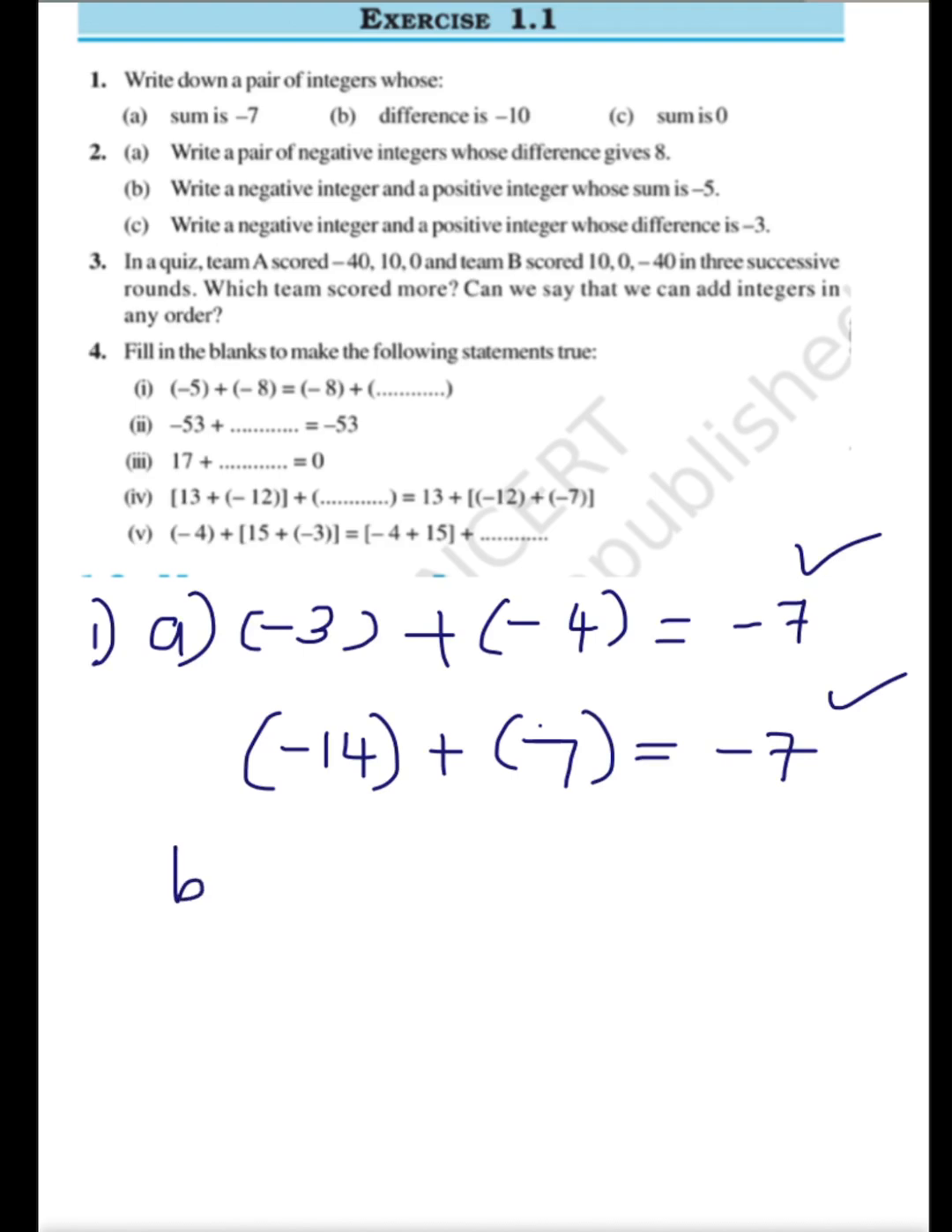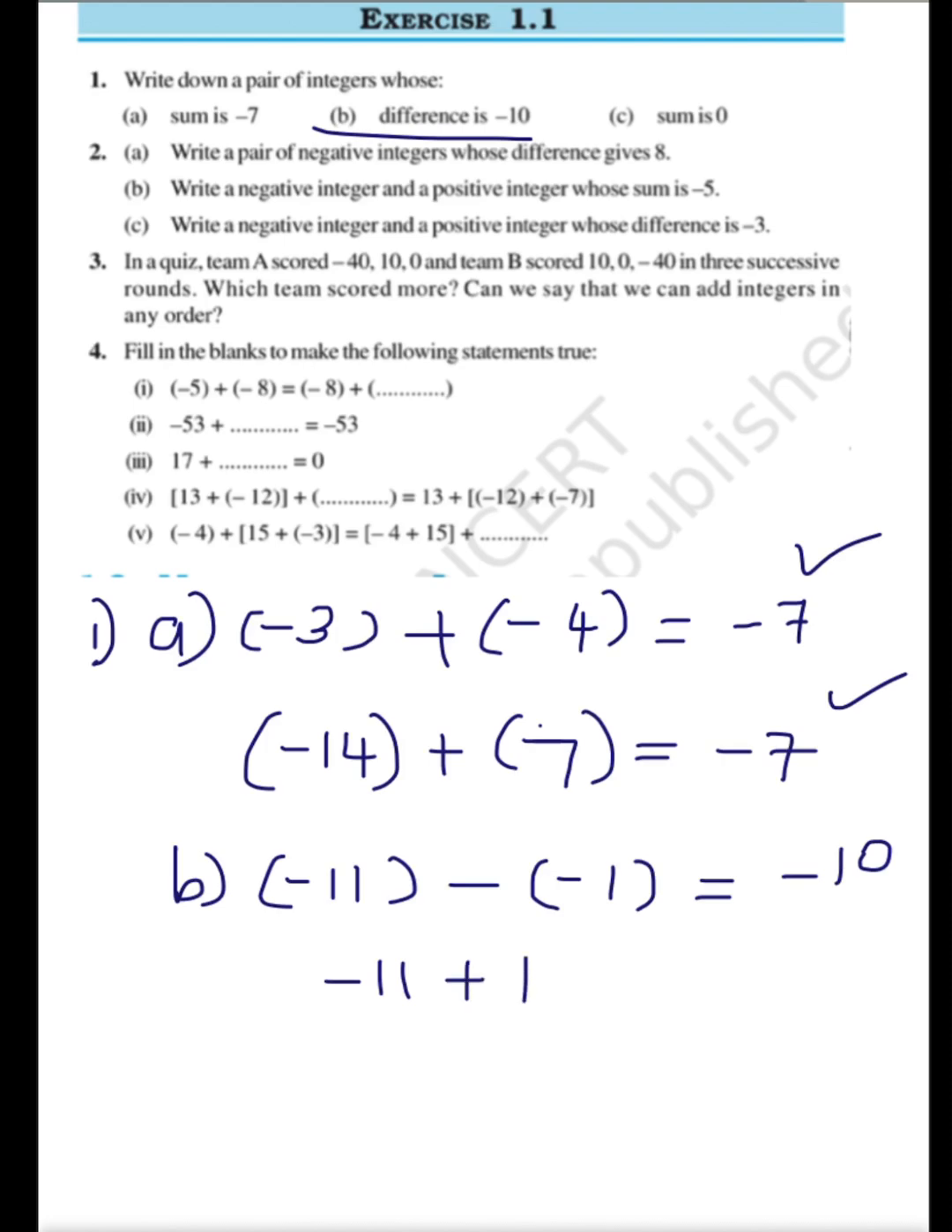Now let's see B. What is B? Difference is minus 10. We have to write a pair of integers whose difference is equal to minus 10. In the answer you should get minus 10 and here you are going to do subtraction. Here you can take, for example, minus 11 minus 1. Suppose I am taking this, then you will get answer as minus 10. How? Minus 11 minus 1 means minus 11 plus additive inverse of minus 1, which is 1. So what is minus 11 plus 1? It's equal to minus 10.